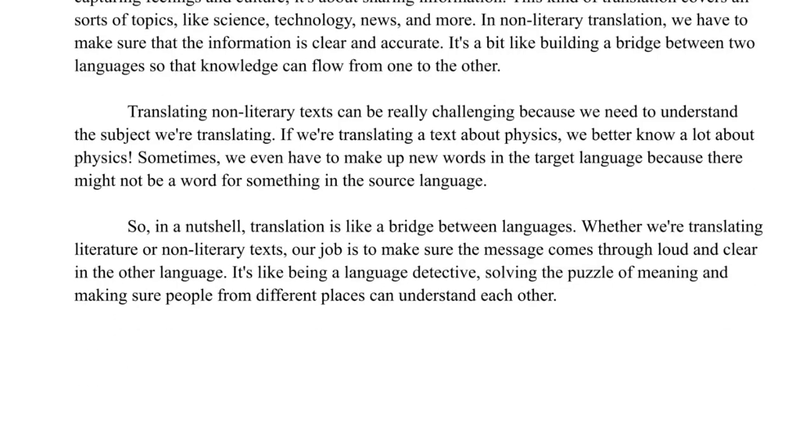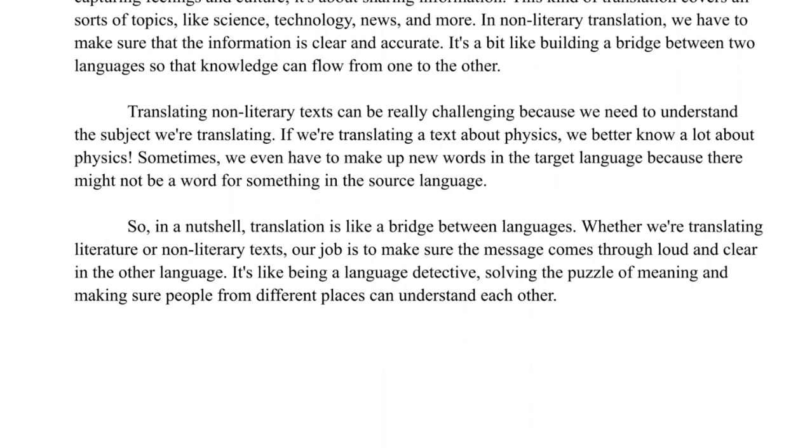Translating non literary text can be really challenging because we need to understand the subject we are translating. If we are translating a text about physics, we better know a lot about physics. Sometimes we even have to make up new words in the target language because there might not be a word for something in the source language.